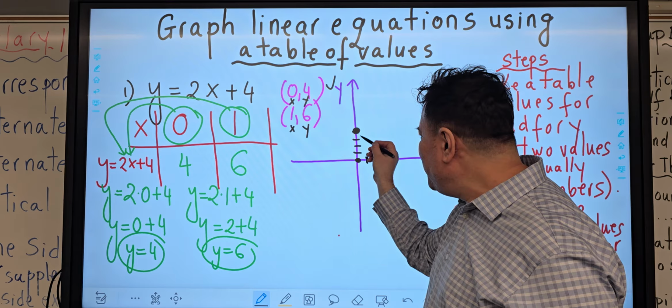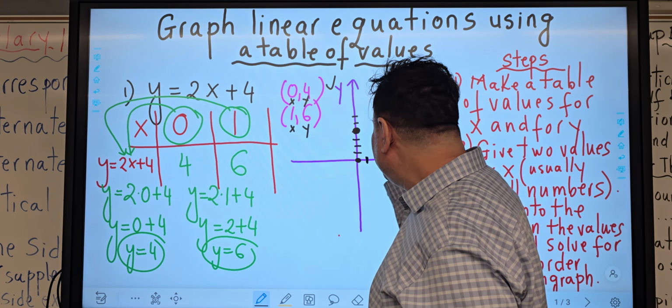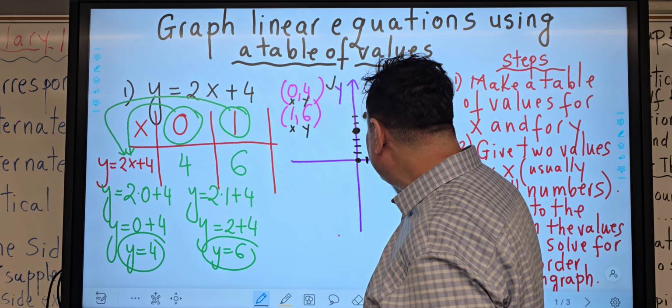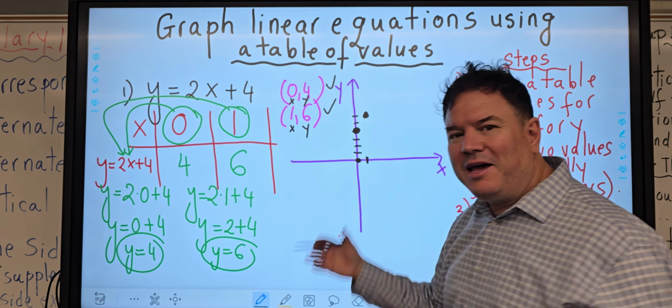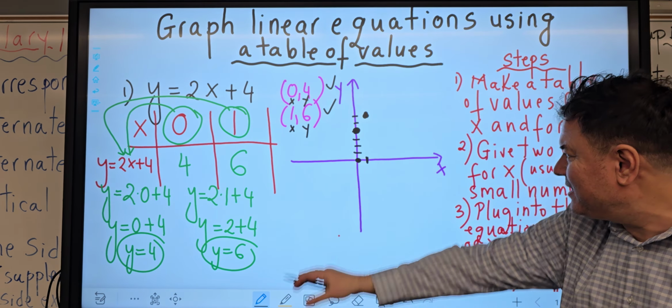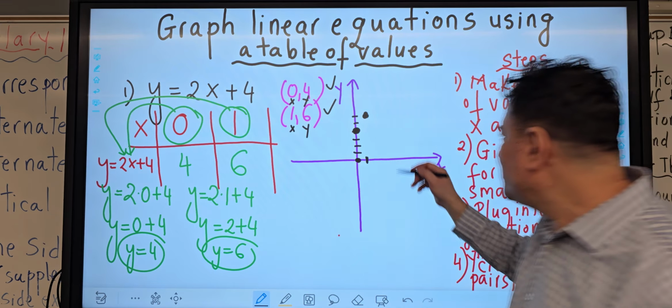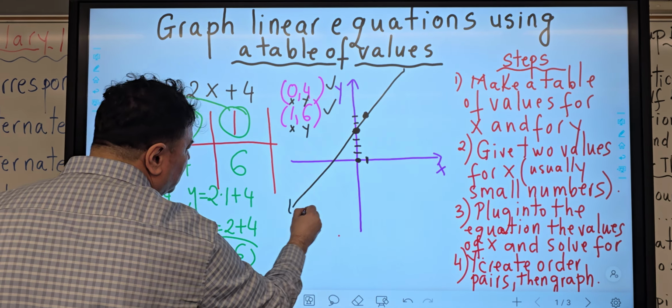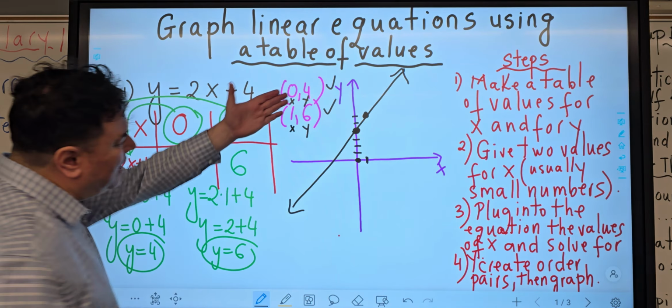1, 2, 3, 4, 5, 6. Somewhere right here. This is our second dot right there. And finally, we need to connect the dots and get the answer. So let's connect the dots here. The one line through these dots. And this is our answer.